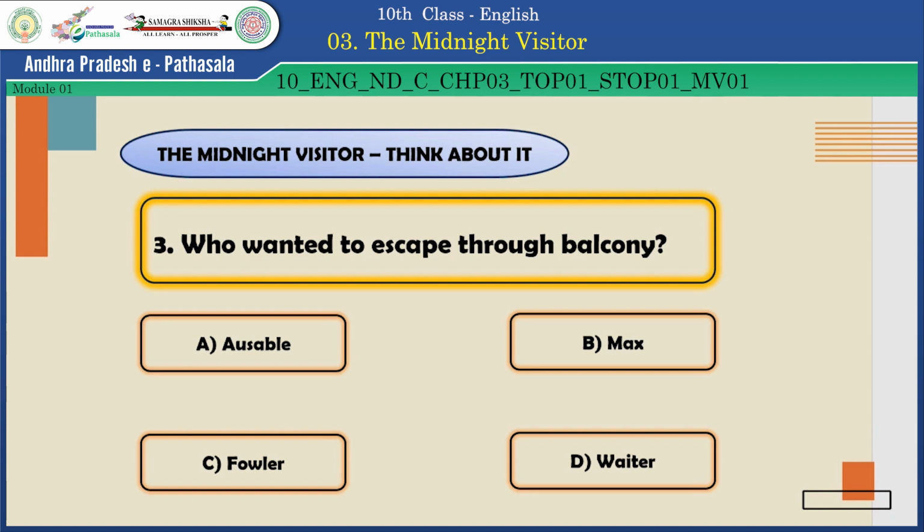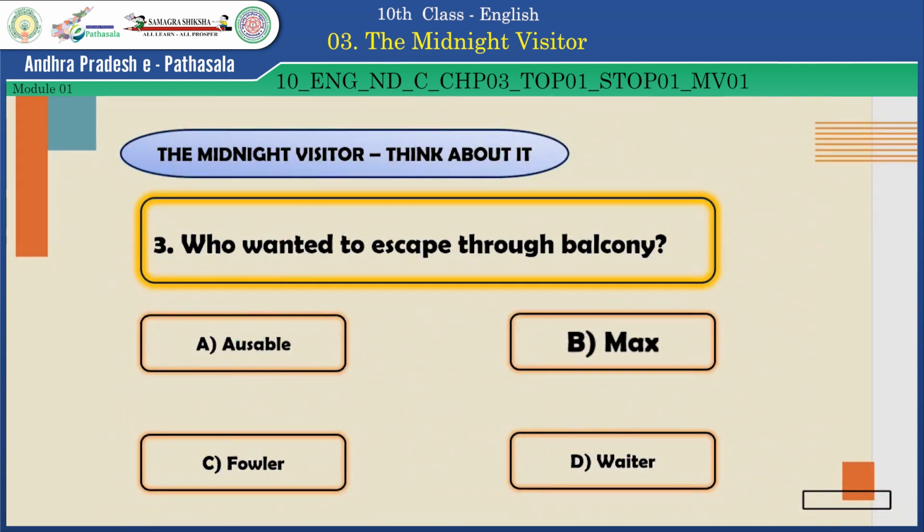Question number 3. Who wanted to escape through balcony? Options: A. Asabul. B. Max. C. Fowler. D. Waiter. The right answer here is B. Max.